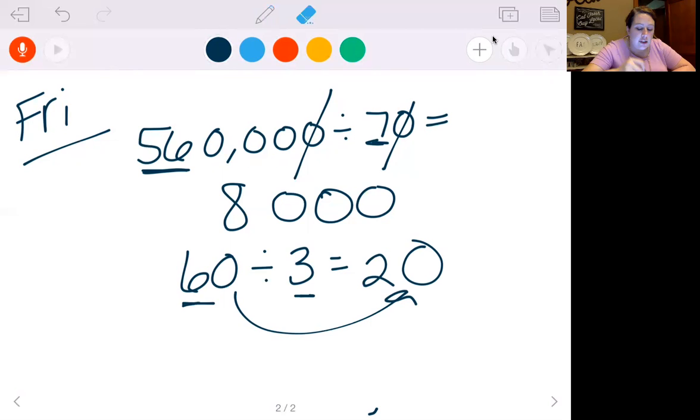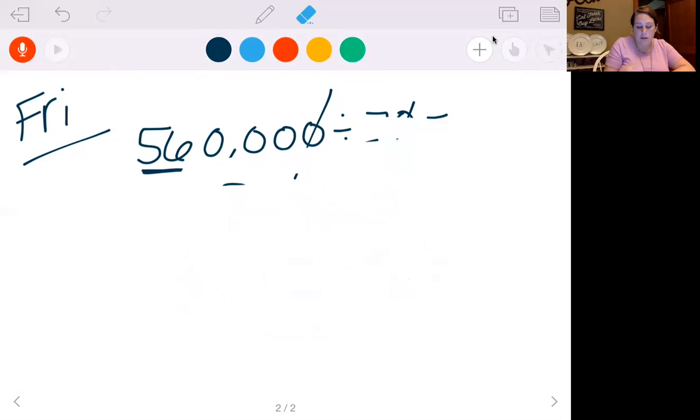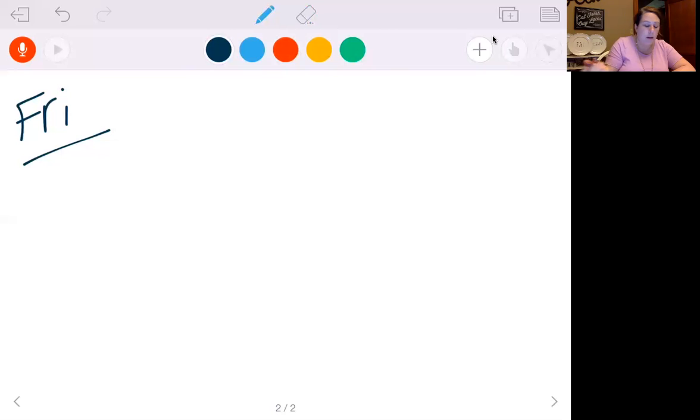Okay, this is a trick you need to know. You need to know how to do these quickly, not just because it's going to help you in math class, but it'll help you out all the time.